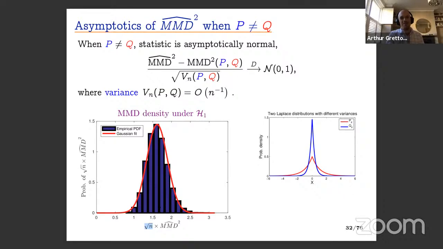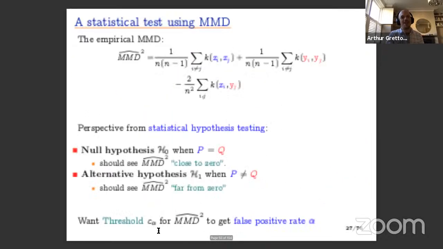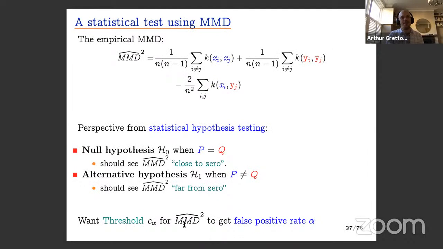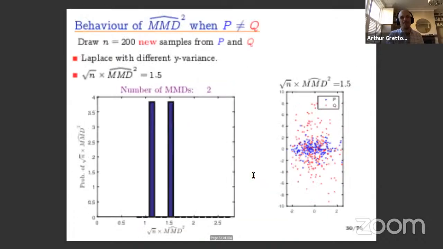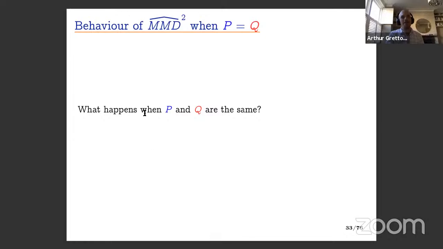But in fact, what I'm interested in, if we go back to our earlier question, is the threshold for MMD when P and Q are the same rather than different. So this is the behavior that I expect to see when P and Q are different. But what I'm interested in is the behavior of MMD when P and Q are the same. All right, so what happens when P and Q are the same?